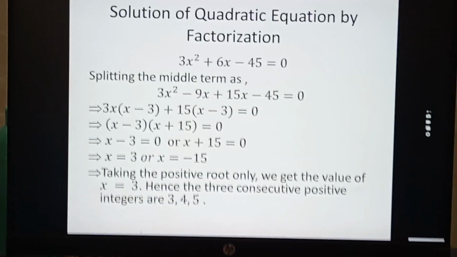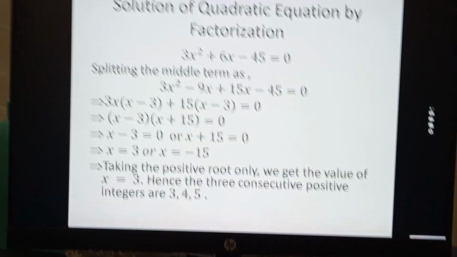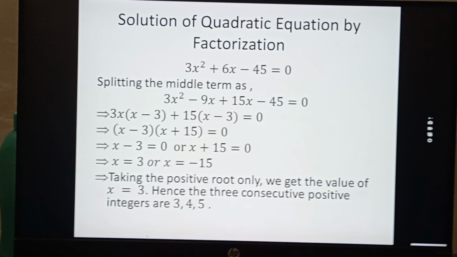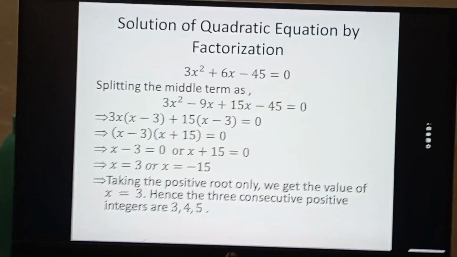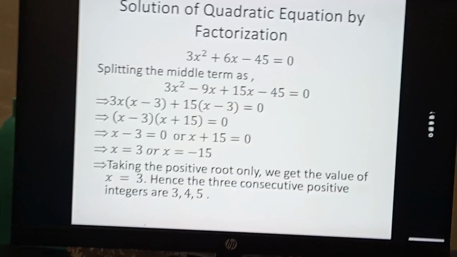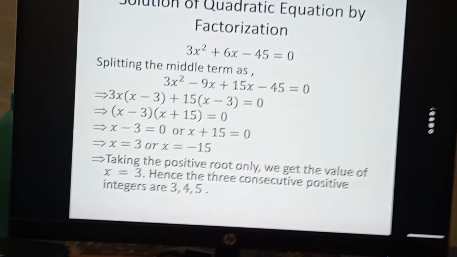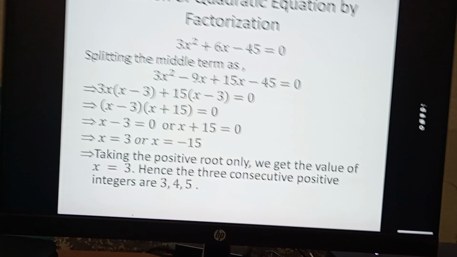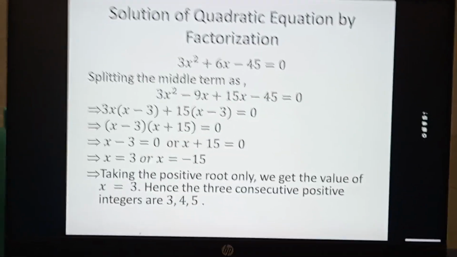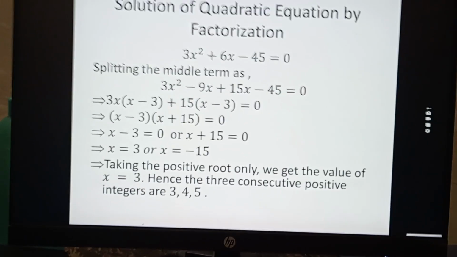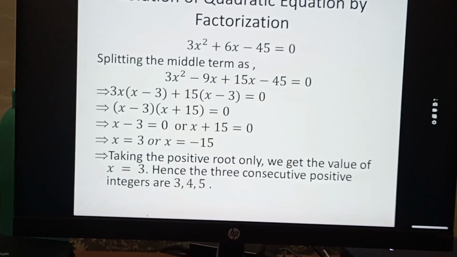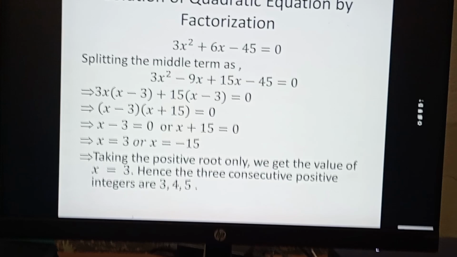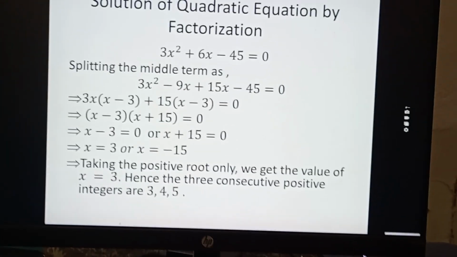Now we proceed to split the middle term. This is a rather easy process. We know we can change the order anyway. Here I put minus 9x plus 15x minus 45 equal to 0. We have split that plus 6 as one positive factor and the bigger factor is a plus sign.